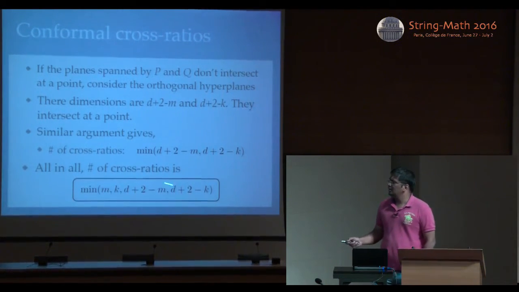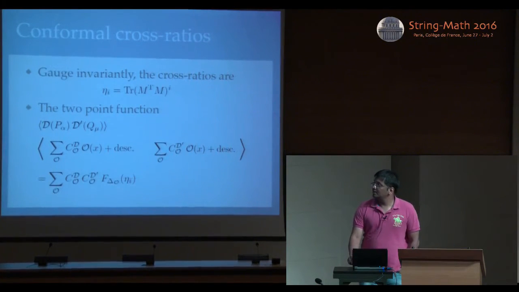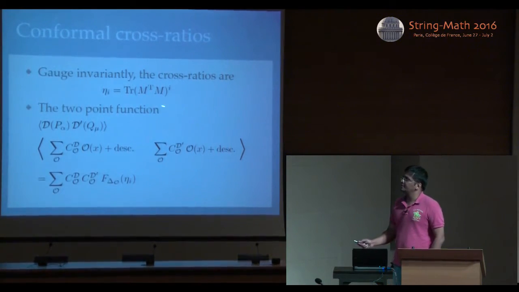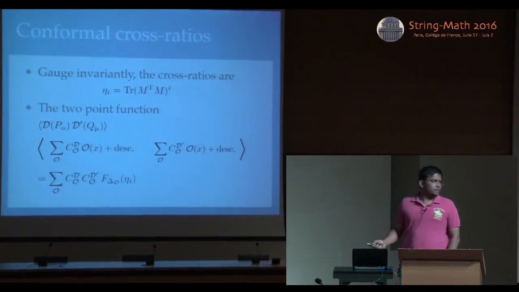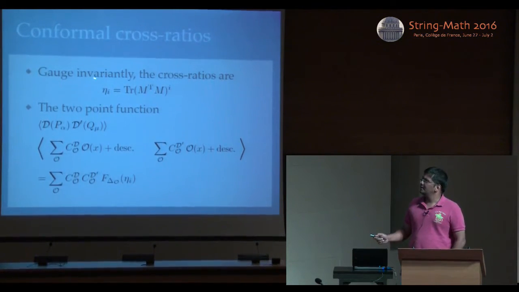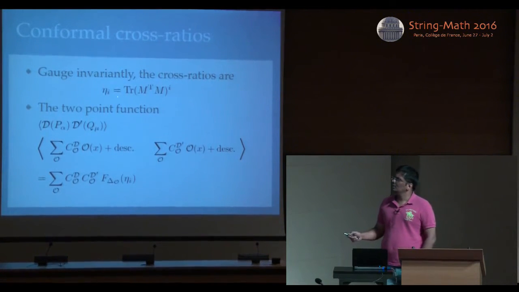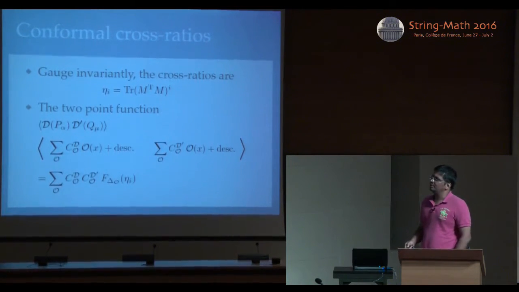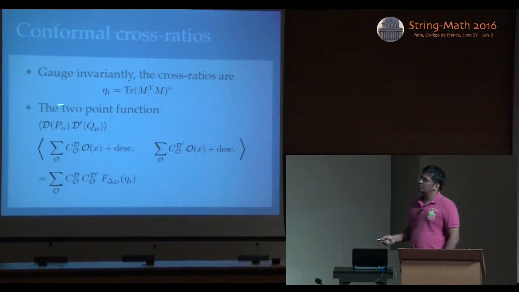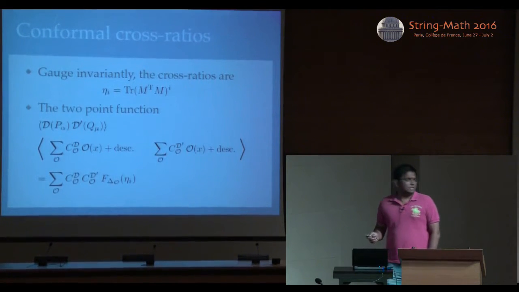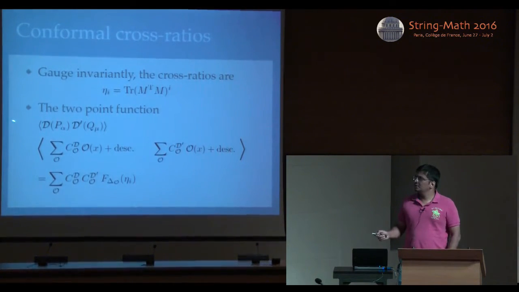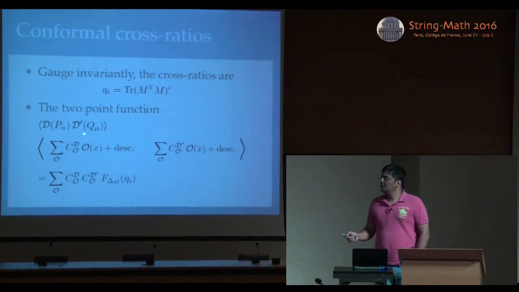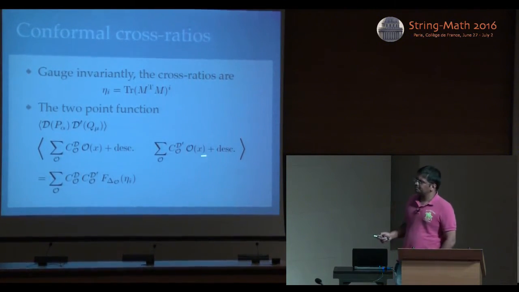Now, these cross ratios can be extracted in a gauge invariant fashion from the matrix of angles that I had written down, M alpha mu, by taking traces of various products of M transpose M. Here the I go from 1 to the number of cross ratios that I just talked about in the previous slide. So now let us go back to the 2-point function that I'm interested in computing, D of P alpha and D prime at Q mu.